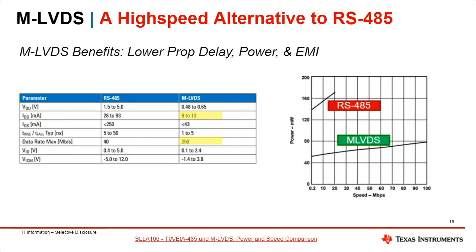A little bit more: MLVDS is intended to be a high-speed, short-reach alternative to the RS-485 standard. A couple benefits that MLVDS has is, again, low propagation delay, much lower power and EMI relative to RS-485. Taking a look at the table on the right-hand side, you can see that across the different signaling rates, MLVDS has much lower power than that of RS-485.